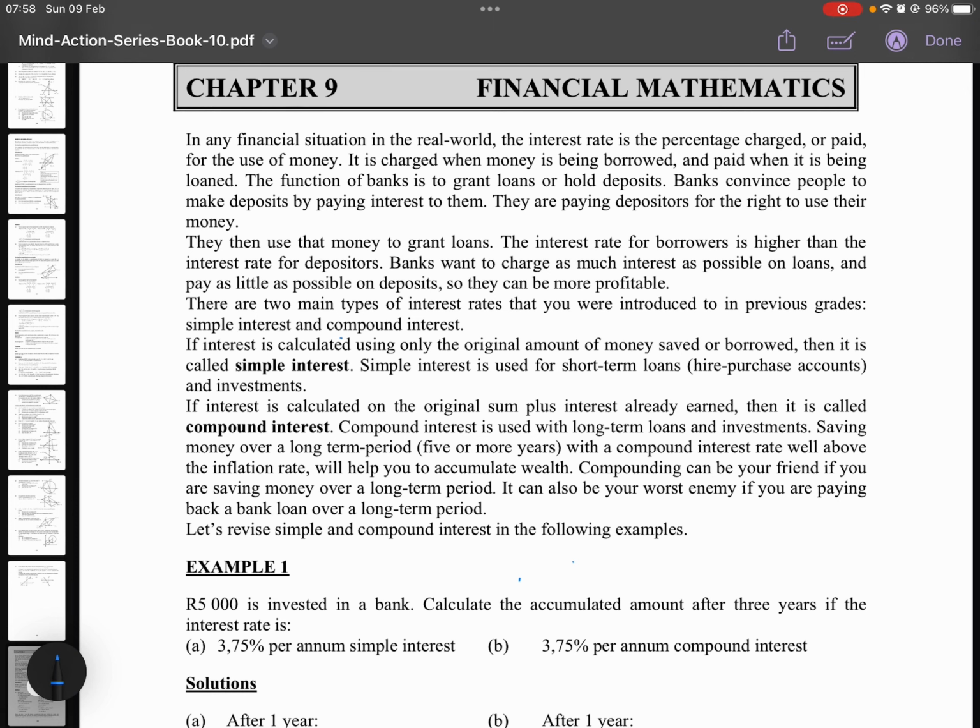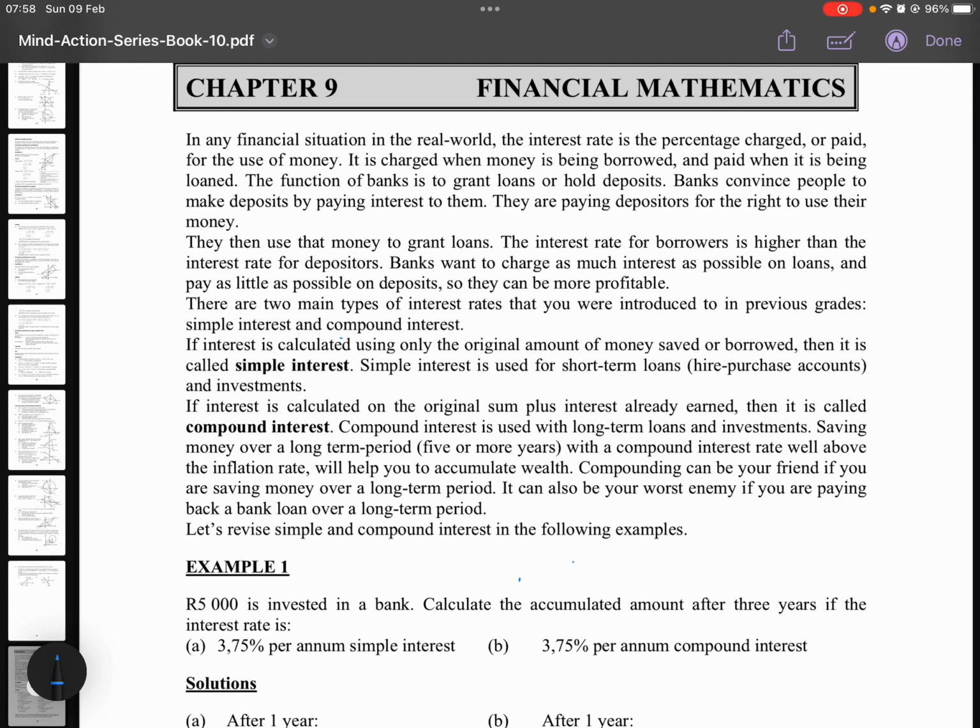The function of banks is to grant loans or hold deposits. So they're either going to give you a loan or hold your money. That's how they function. Banks convince people to make deposits by paying interest to them. They are paying depositors for the right to use their money.